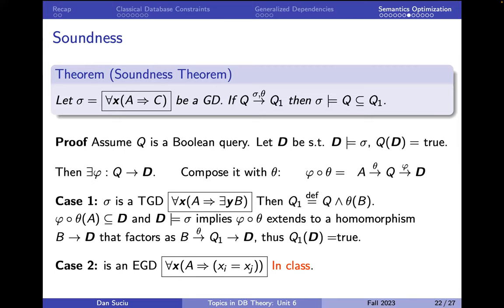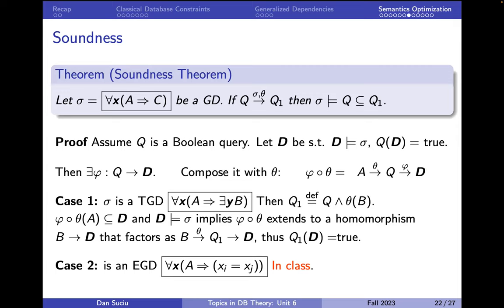How do we use it? Well, at this point, we need to consider the two cases. Is it a TGD or is it an EGD? And if it's a TGD, then the consequence is its existential quantifier. The query adds theta of b with that variable y, which is exposed here. And then all we need to argue is that this homomorphism from Q to D can be extended to a homomorphism from this image of B into D. And that's something that can be done.